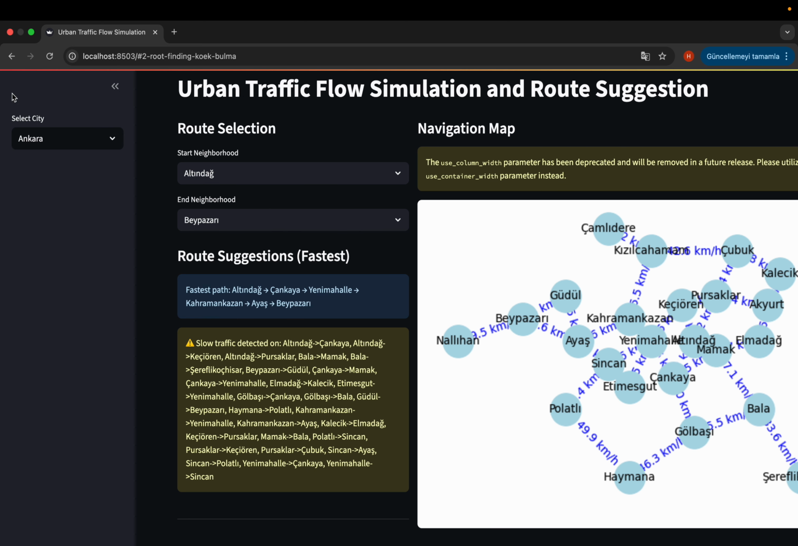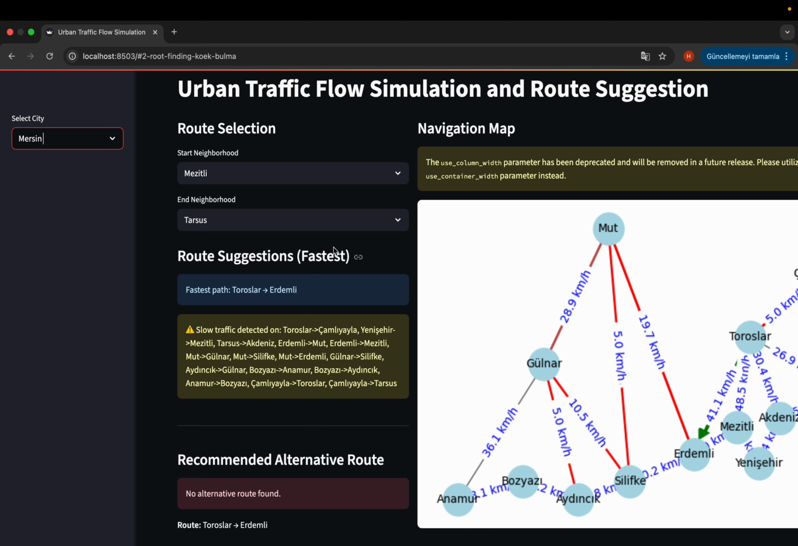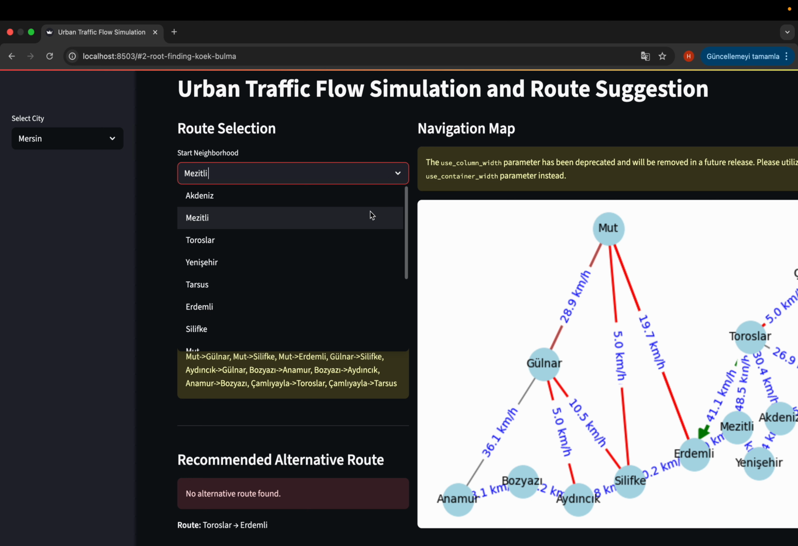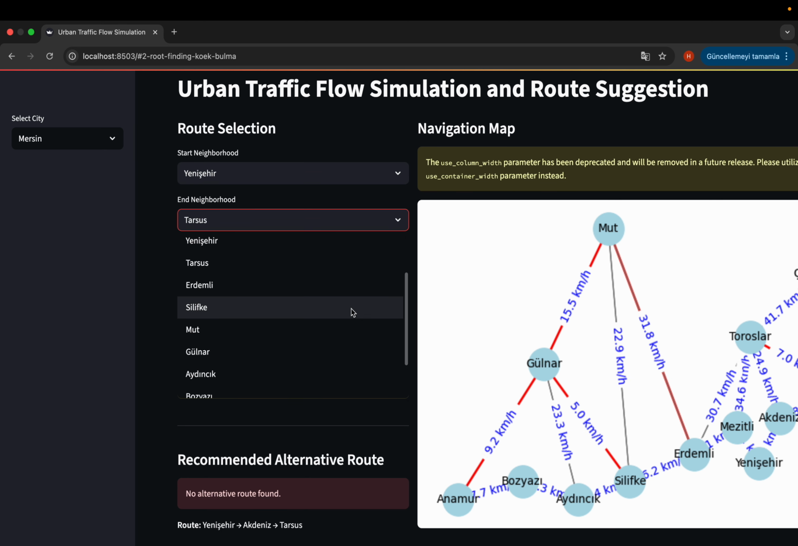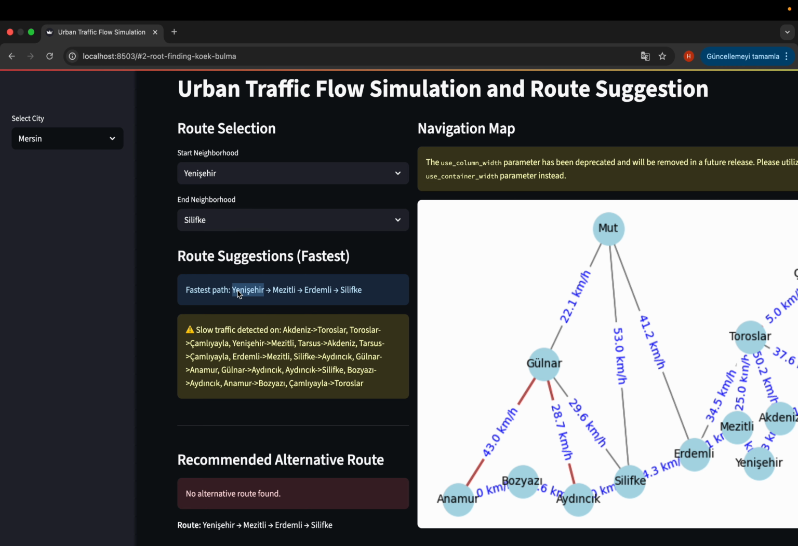Let's try the other cities, maybe Hatay, or all of the cities of Turkey, or Mersin. For example, we will go from Yenişehir to Silifke. The fastest path and shortest path are the same. Route suggestion: Yenişehir to Mezitli to Erdemli to Silifke.